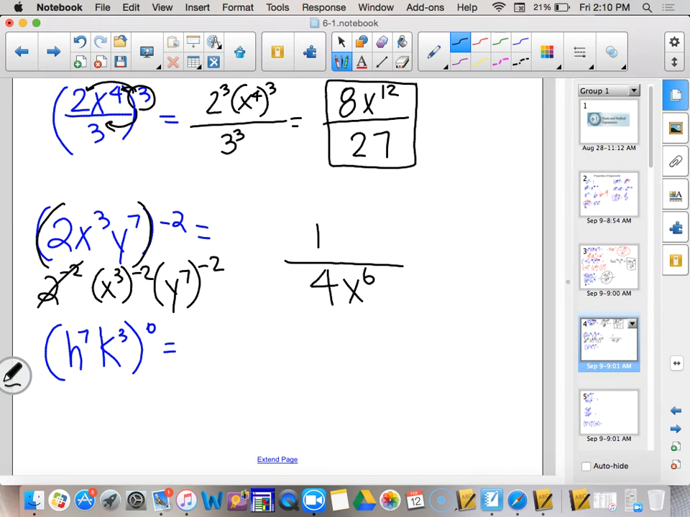And you would not put negative 6. You would put 6 because we're making it positive. Okay? And then y to the 7th raised to the negative 2 is y to the 14th, and there's my answer.